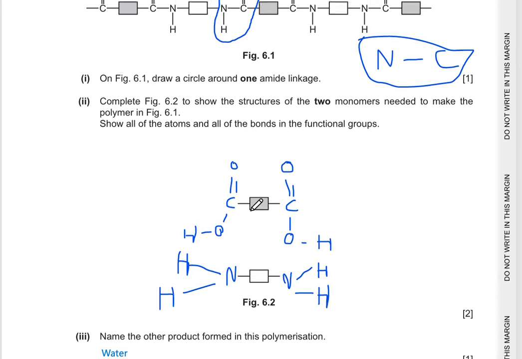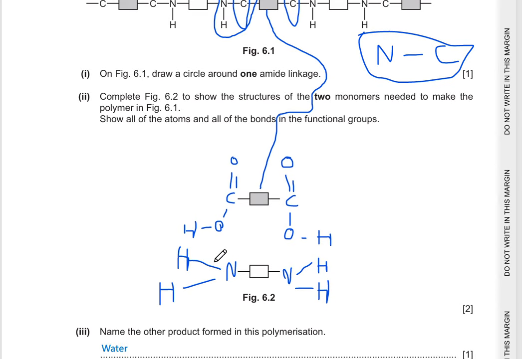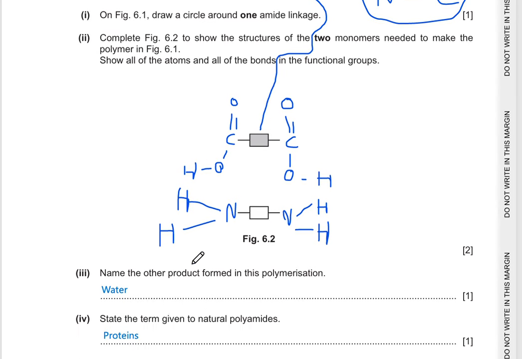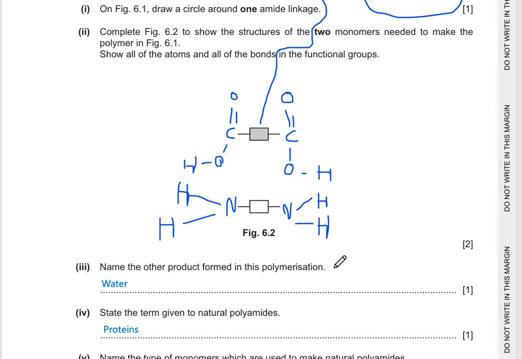Complete figure 6.2 to show the structures of the two monomers needed to make the polymer in figure 6.1. As you can see, the colors need to represent the same atoms. C double bond O, OH, the carboxyl group, and we've got the amine group, which is NH2. Name the other product formed in this polymerization. This polymerization is condensation polymerization, so that means water has to be the byproduct.